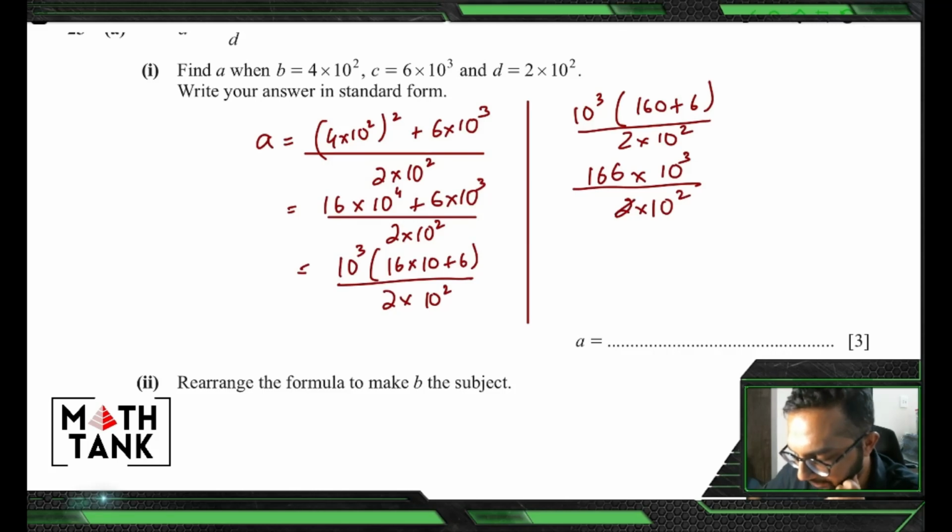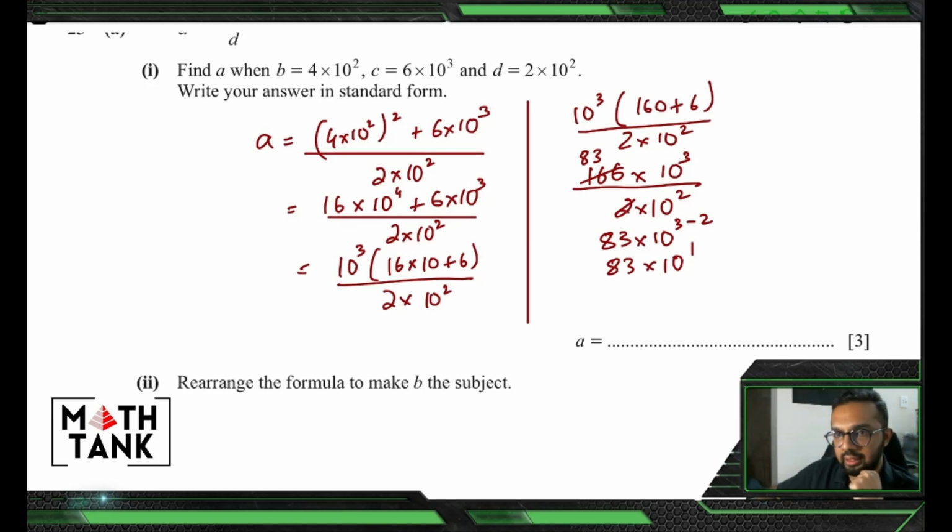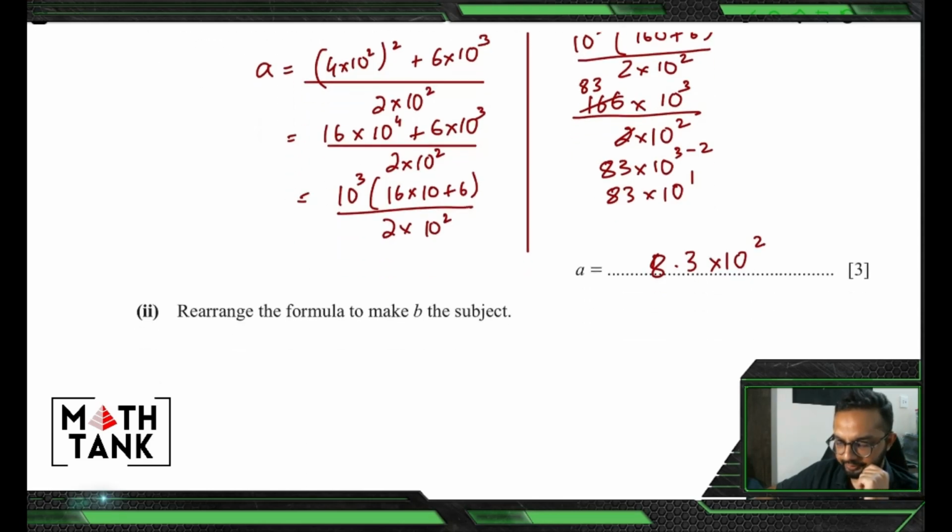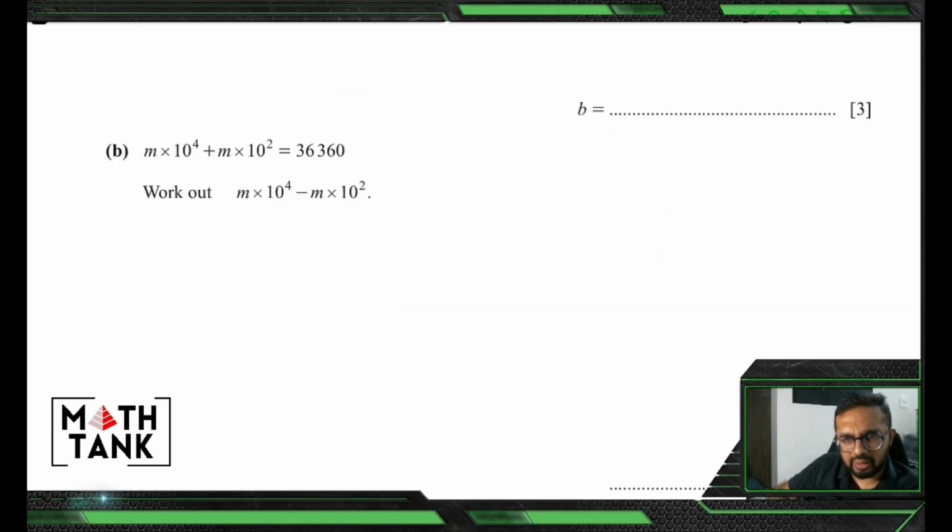So now I have a simple 83 here. 83, and the powers get subtracted, 3 minus 2, 83 into 10 power 1. And then what do I have? I can just say that this becomes 8.3 into 10 squared. Just normal working there.